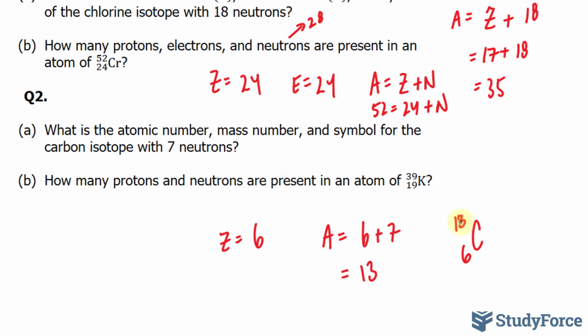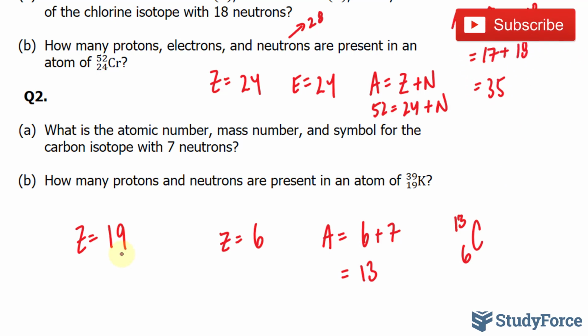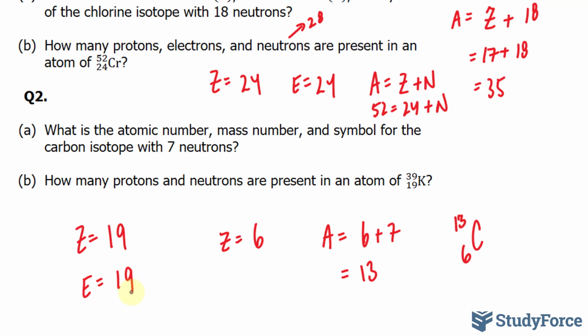Moving on to B, how many protons and neutrons are present in the atom potassium? Well, let's start with the protons. That's the atomic number, represented by the letter Z. It's 19. Since this is a neutral atom, as was the case in question 1b, the number of protons and the number of electrons are the same. So the electrons is equal to 19.